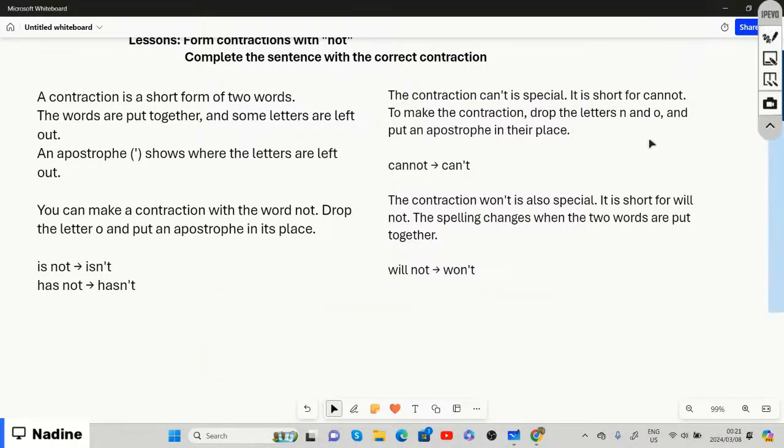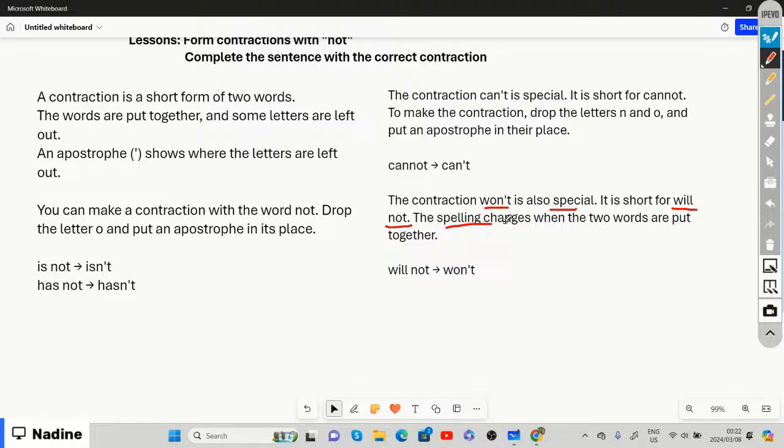And then when it comes to contractions, there is also won't. Won't is another contraction that we would say is special, and it is short for will not. I won't go to the shop. I will not go to the shop, right? So it's basically the same, and the spelling changes when the two words are put together.